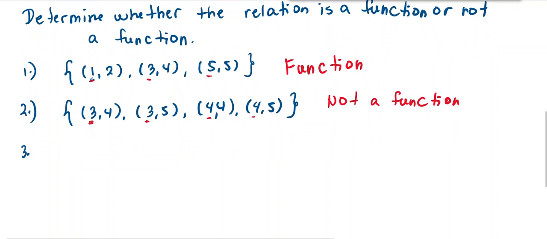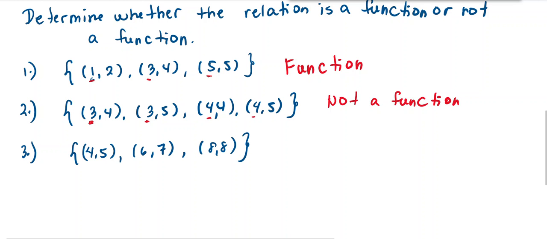Okay, let's have another example, number 3. Tell me if it's a function or not a function. We have (4, 5), (6, 7), and the ordered pair (8, 8). Function or not a function? Again, let's take a look at the first elements. The 4 only shows up one time. 6 shows up just once. 8 shows up just once. Therefore, this is a function.